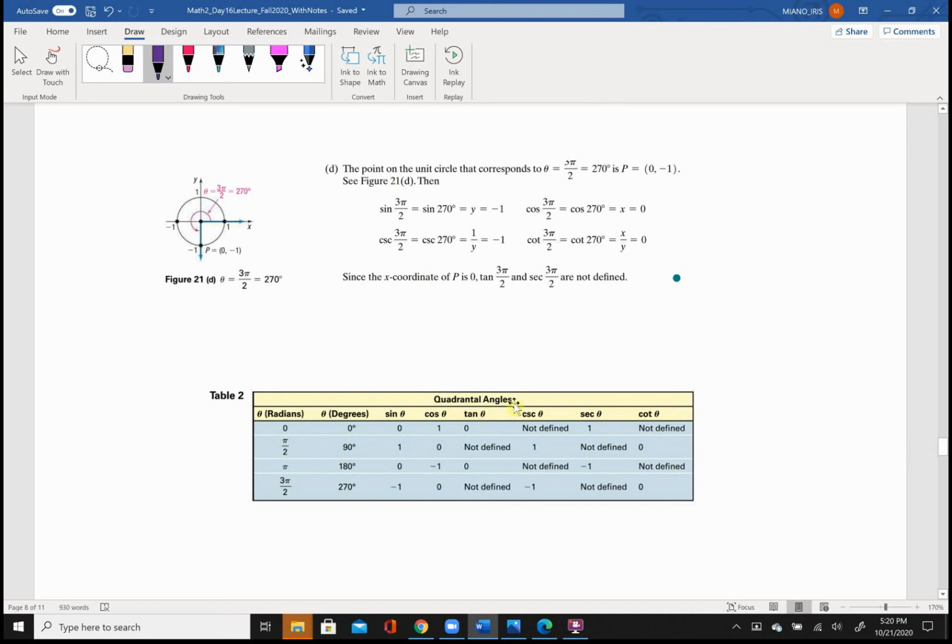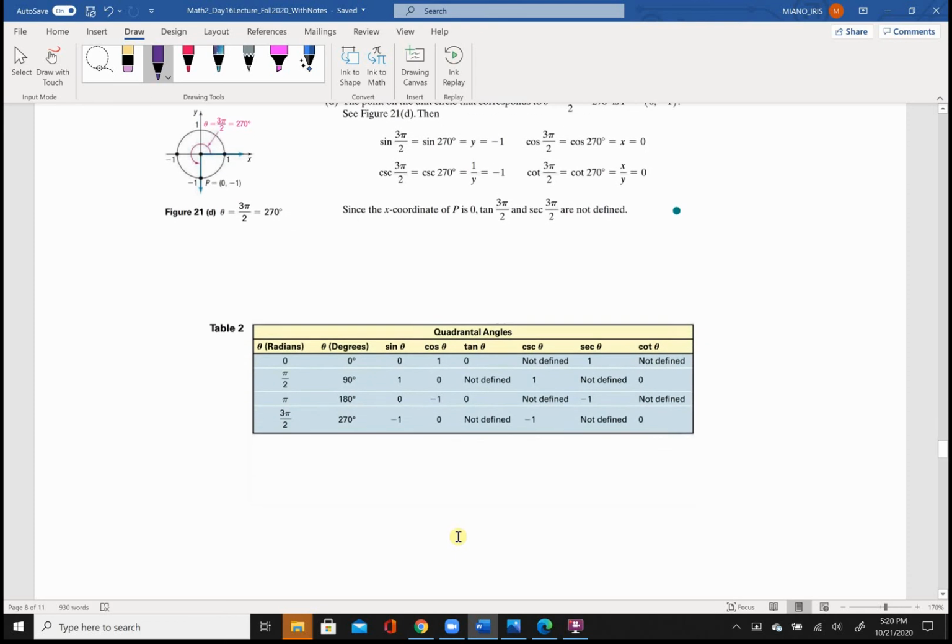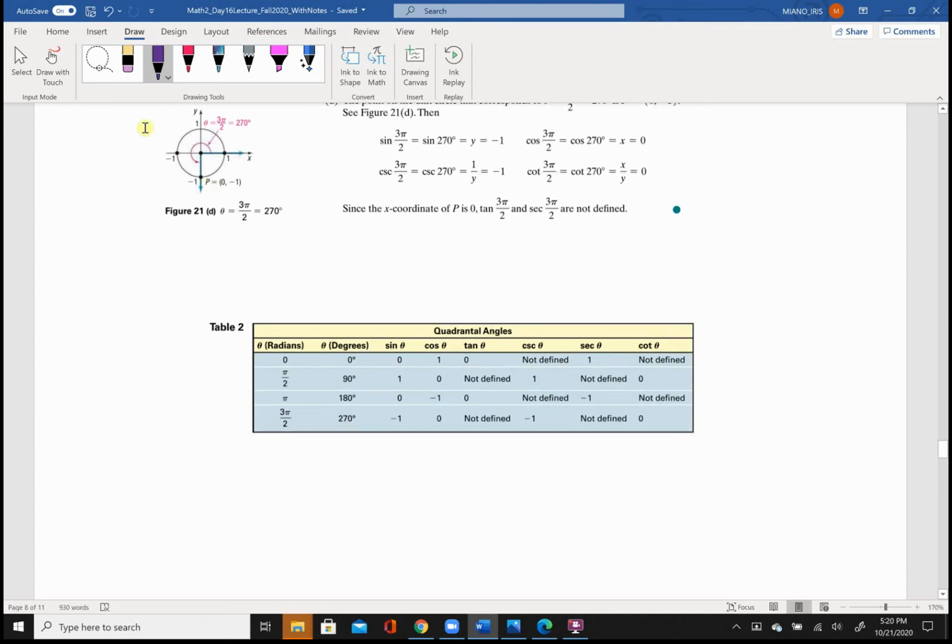Quadrantal angles is what it's called. So those are basically your angles in which the terminal side is going to be on some axis. Okay, and furthermore, you could swing around this unit circle more than 2 pi times, or 360 degrees, as we kind of alluded to in the previous section.